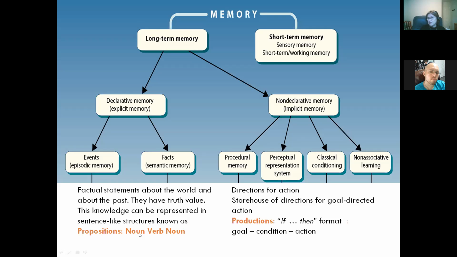And we're going to be using these propositions to describe this knowledge. So if I were to ask you, what did you have for dinner last night? You would say, well, I had chicken for dinner. That's a proposition. So it's a piece of knowledge.